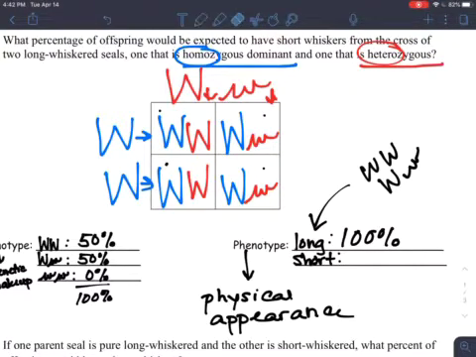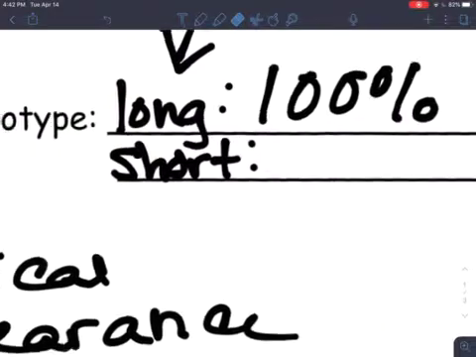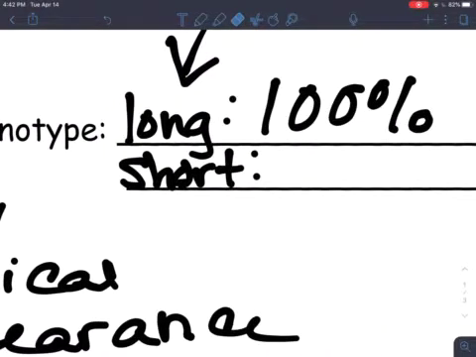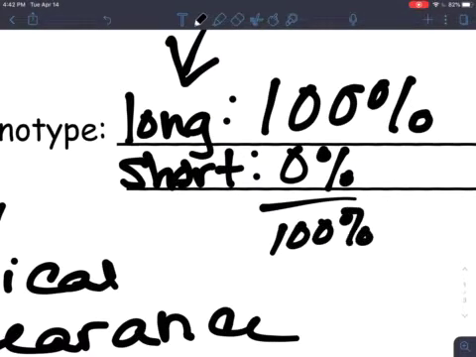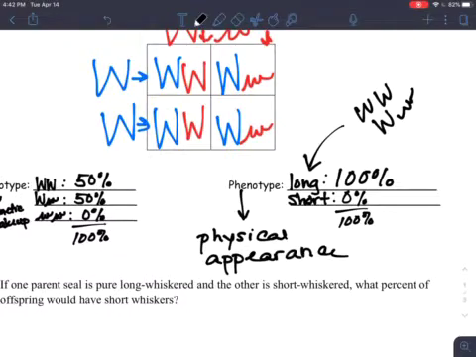I could also do the method where I count the number of boxes that have only 2 little letters in it. Some people prefer this because they're like, Mrs. Morgan, it's less confusing. There's only one option. There are 0 boxes that have 2 little letters in it, which means it's 100% and 0. Again, this will always add up to 100%.